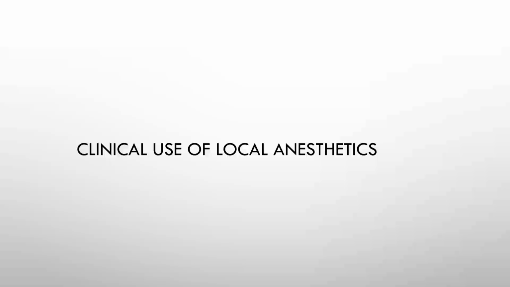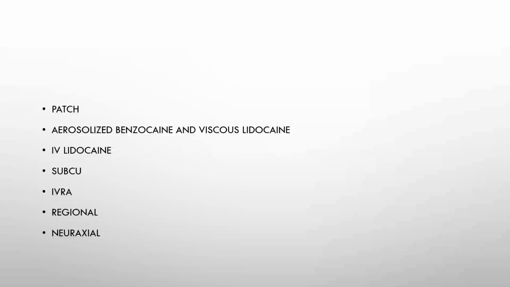So let's start with some clinical uses. There are so many uses of local anesthetic in our modern practice of anesthesia. They all take advantage of the ability of local anesthetics to block pain and other noxious stimulation. As topical agents like EMLA cream, they can help with IV insertion, especially in kids. In the awake patient, we can use aerosolized benzocaine or viscous lidocaine on the mucosal surfaces to help blunt the respiratory reflexes when we're instrumenting the airway. IV lidocaine can decrease the pain on injection of propofol and also blunt the hemodynamic response to intubation or extubation.